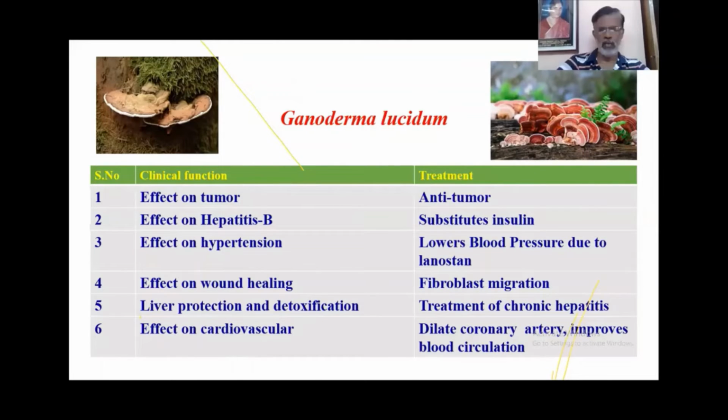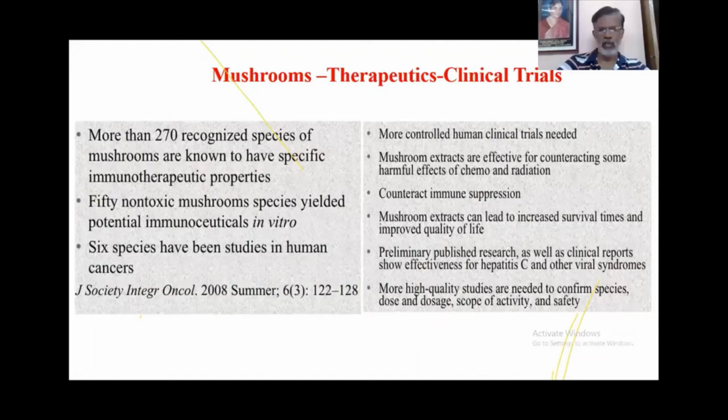More than 270 recognized species of mushrooms are known to have specific immunotherapeutic proteins. 15 non-toxic mushroom species yield potential immunomodulators in in vitro conditions. 6 species have been studied in human cancer. So this is another very important area. The only problem that we have is most of them are still under clinical trials. We need more clinical trials to be undertaken on this particular aspect.